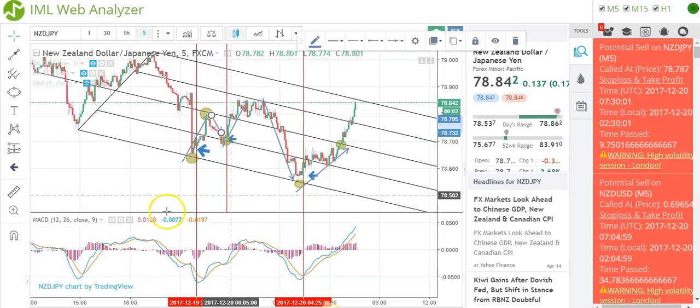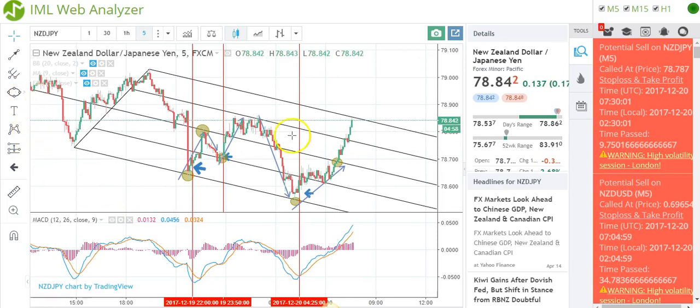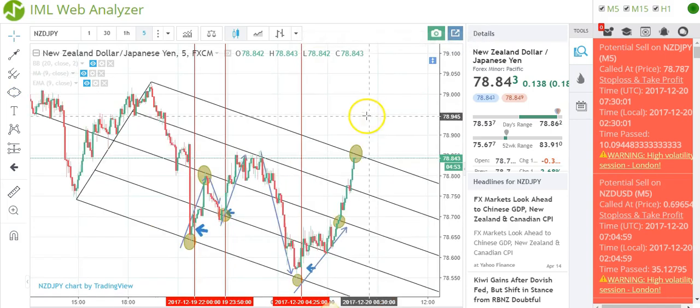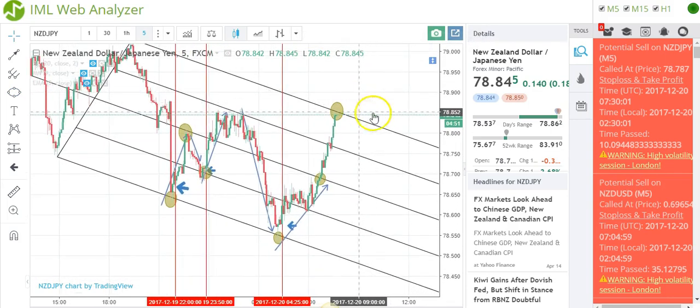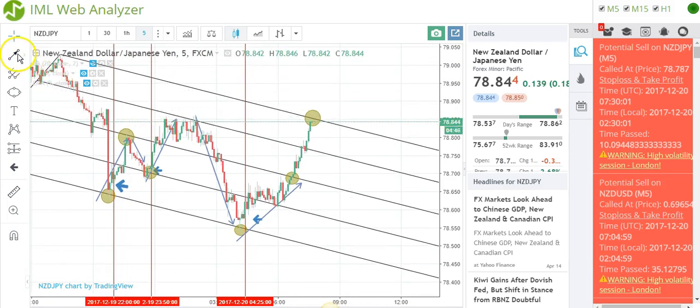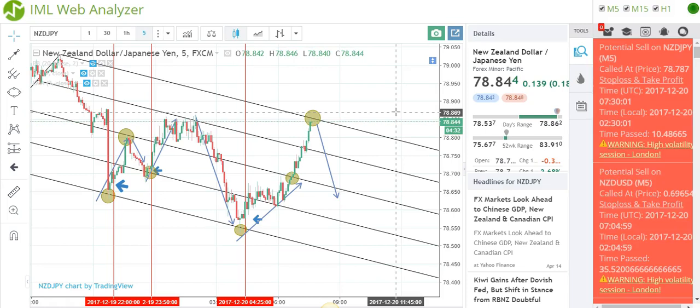And while I'm doing this, I can pretty much tell you that once it hits this, remember the top parallel? Once it hits this, guess what's going to happen? It's going to come right back down. So I hope you like this strategy. I hope you see the power of this strategy, but more importantly, utilizing the web analyzer. And let's catch them pips.